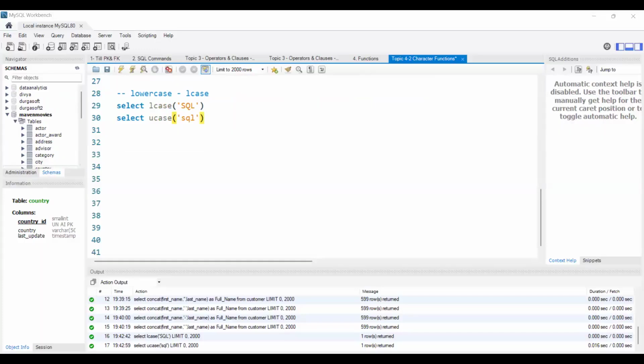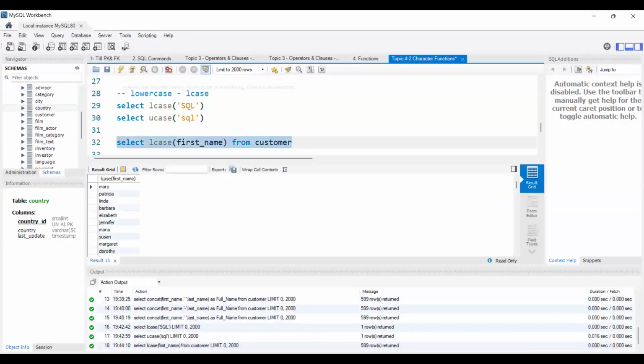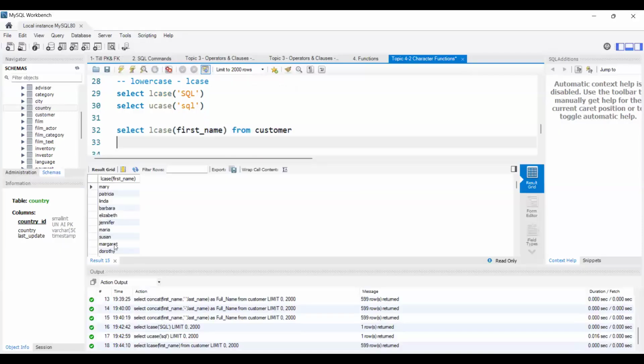Even we can use it in tables as well. Let's see. Select what do we need to use? Lowercase of first name from customer. Okay. See, we got all of it in small letters, right?